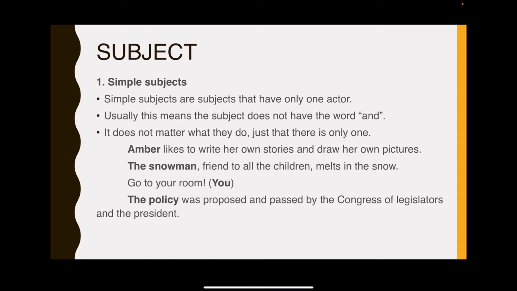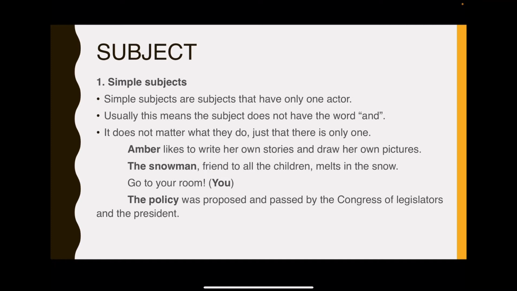For example, Amber likes to write her own stories and draw her own pictures, and that is only one girl, that is the subject, Amber. The snowman, friend to all the children, melts in the snow, so just the snowman, that is the simple subject, nothing else. Or go to your room, even if the subject is omitted, it can be claimed as a simple subject as well, because in this kind of sentence you can see that the subject you is omitted.